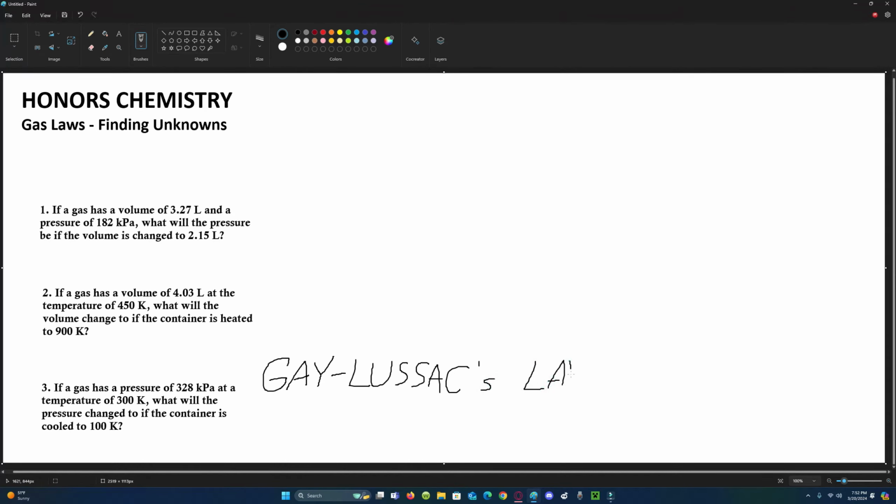Now, Gay-Lussac's law is like Charles' law in that it involves fractions and division. But instead of it being volume over temperature, it is pressure over temperature. So the equation would be P1 over T1 is equal to P2 over T2.